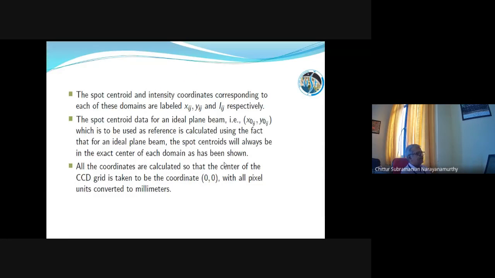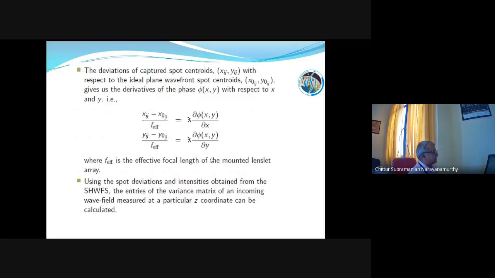Anyway, the spot centroid and intensity coordinates corresponding to each of these domains are labeled xij and yij respectively. The spot centroid data for an ideal plane beam is x0, and these are called reference points. When there is a shift, you can find the center of the grid coordinates, with pixels converted to physical units. Now, when there is a shift, we can go to px and py. That is the idea of this particular measurement.